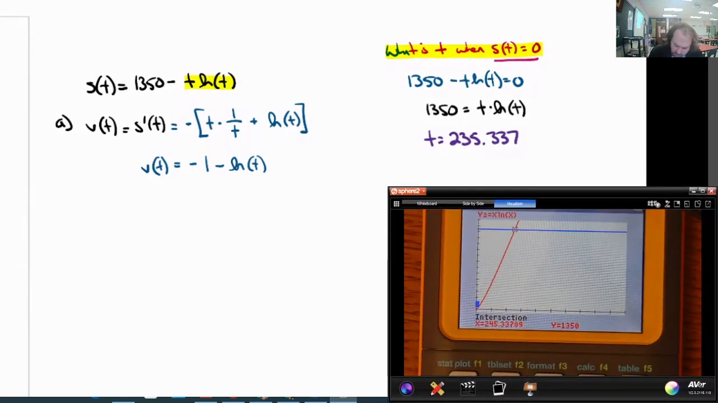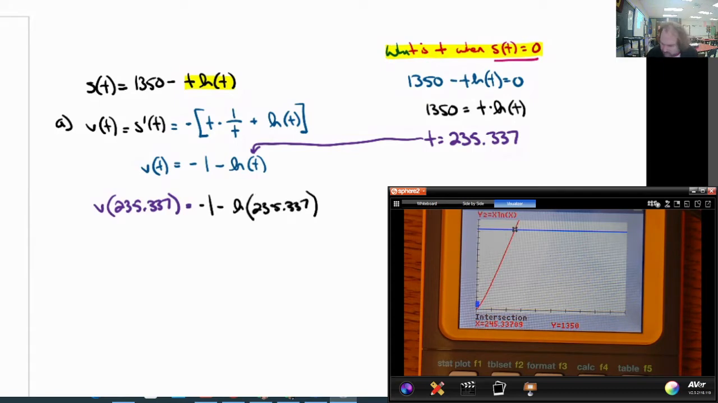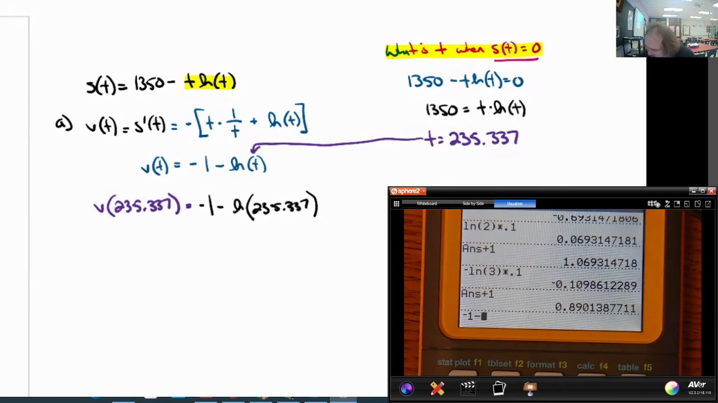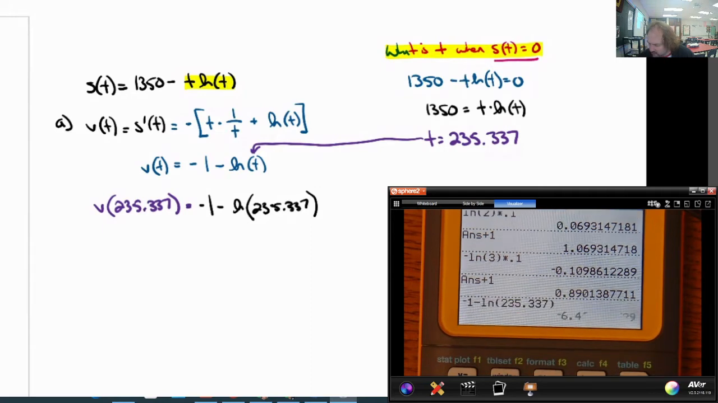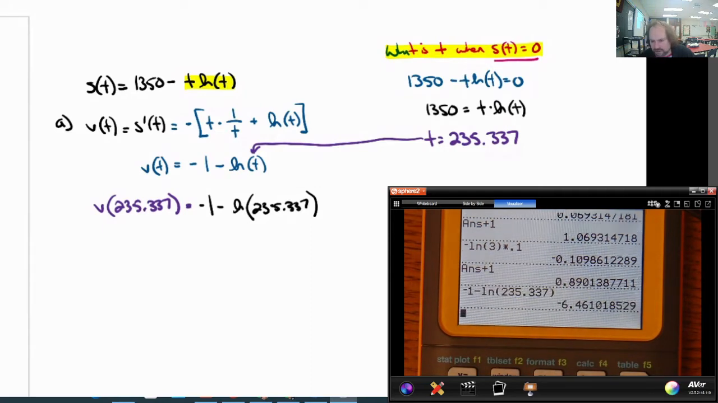Because to answer this question, what we need to do is take this t value and plug it in for t over here. What we need is v of 235.337. We want to know what the velocity was at that time. So -1 minus the natural log of 235.337, which is going to be a very negative number. Actually, it's not very negative, is it? -1 minus that, it's going to be about -6.461 or so.